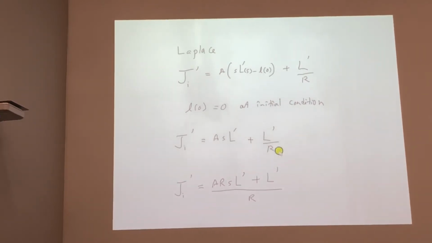So after this I combine. The purpose is I wanted to have L divided by J. So I have to combine the R here. R multiplied here, I got R times AS, so ARS L prime plus L divided by R.